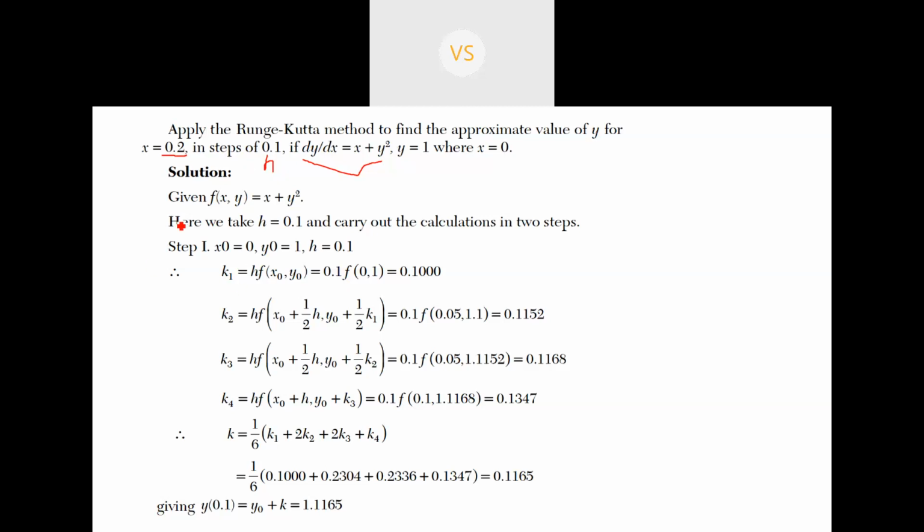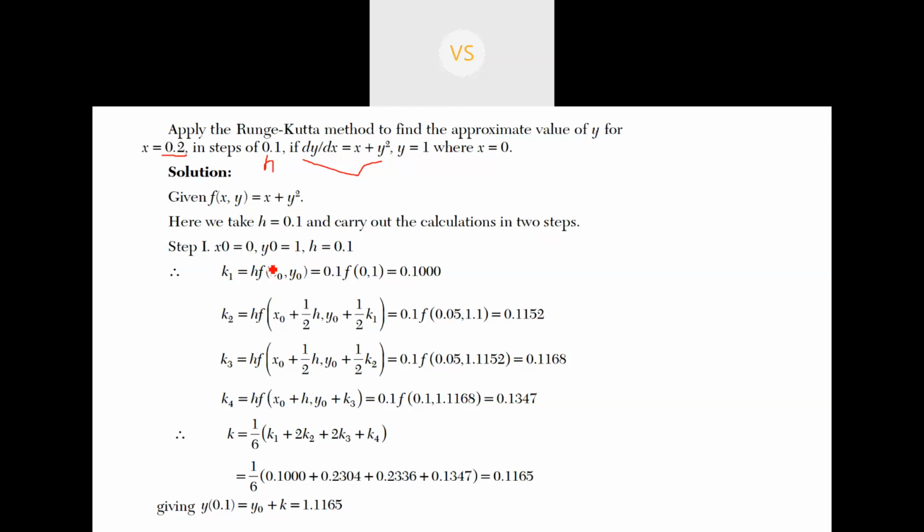So here we take h as 0.1. The function is given as x plus y square. You have to calculate in two steps. So x0 is equal to 0, the initial value of x is 0. The initial value of y is y0, which is equal to 1, and h is equal to 0.1.